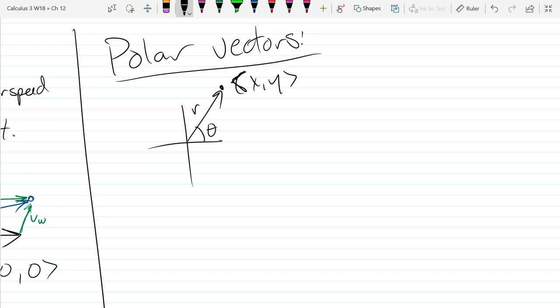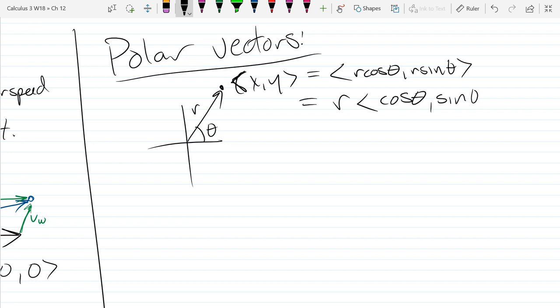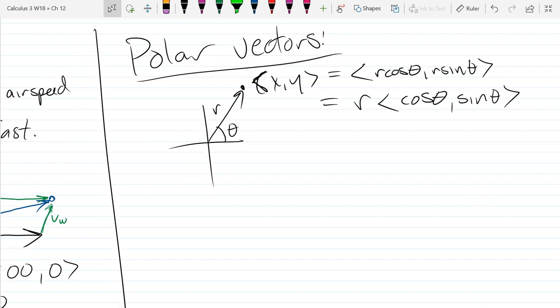So in Cartesian, I would label this as x, y. In polar coordinates, this would have a slightly different way of looking at it. X is r cos theta, y is r sine theta. We saw that right back in polar coordinates, so that should not be new or surprising. The only thing I'm going to do here is factor an r out, which we call scalar multiplication. You could call this scalar factoring, but I'm just using the scalar multiplication property here. So I see an r and an r, so I can factor that out. The best way to think about a polar vector is a length and a unit vector in the direction. So that's the way to think about polars.